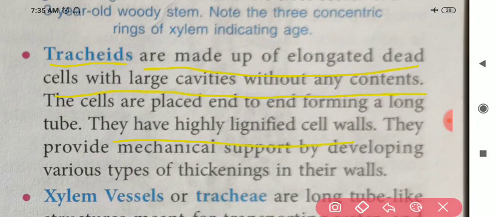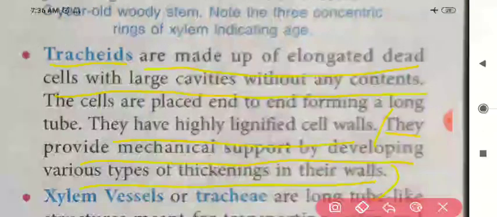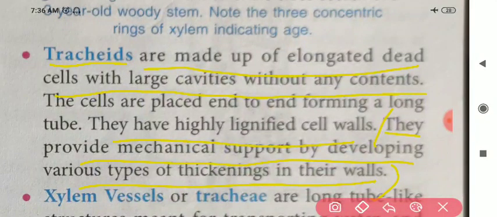Highly lignified cell wall is present, and they provide mechanical support by developing various types of thickenings in their walls. This last line is the function of tracheids. So my dear students, these tracheids are made up of elongated dead cells with large cavities without any content.